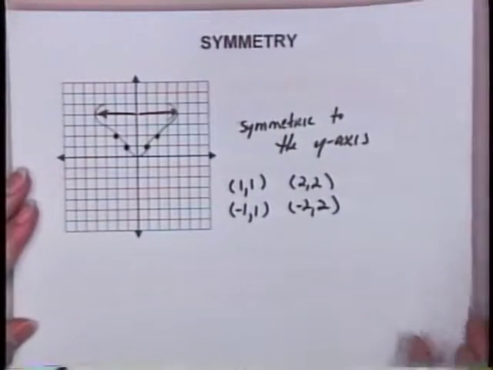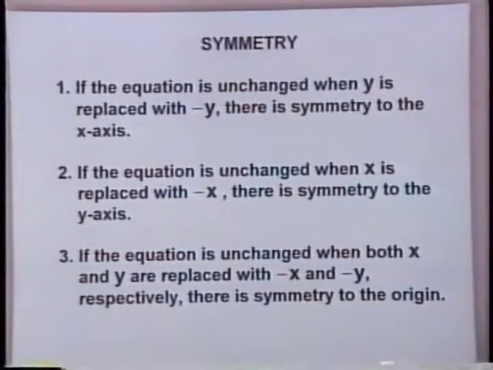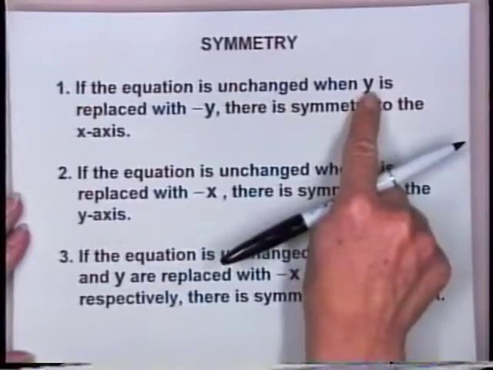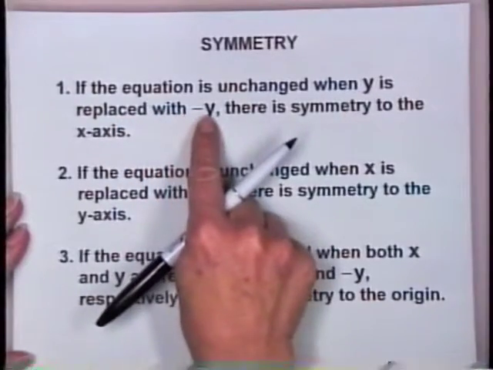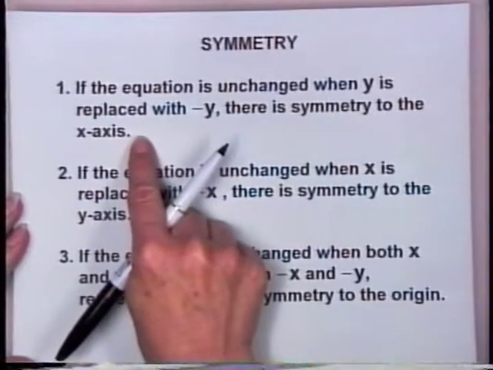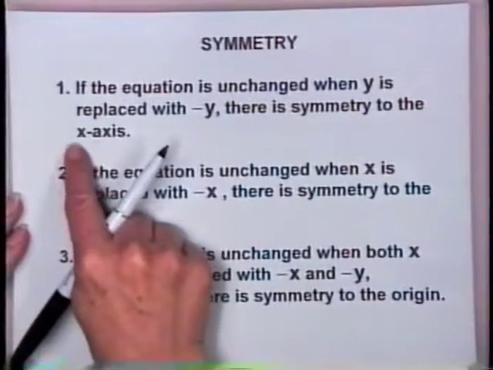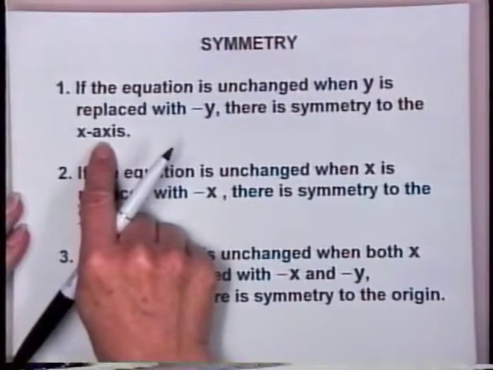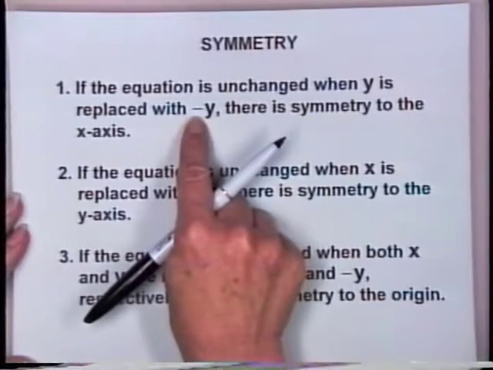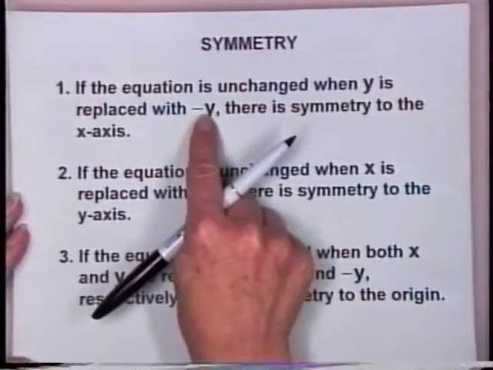Now, we're putting this together then in terms of how we can test for symmetry. So let's look at these tests. If the equation is unchanged when y is replaced with negative y, there is symmetry to the x-axis. Okay? Now, let's go through that again. If we're testing for symmetry to the x-axis, we're changing y to negative y. You'll notice it says nothing about changing x. We're only changing y. Okay?